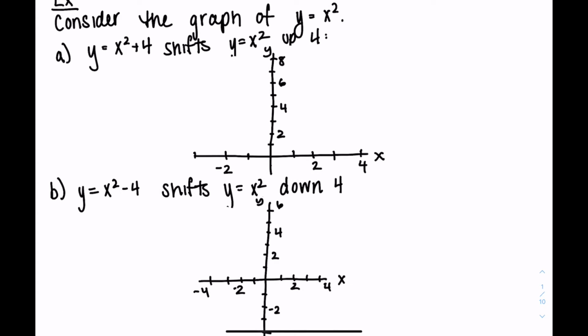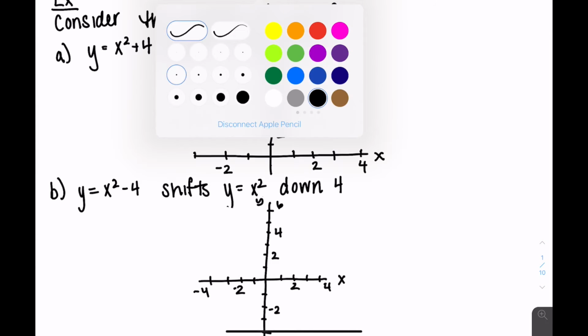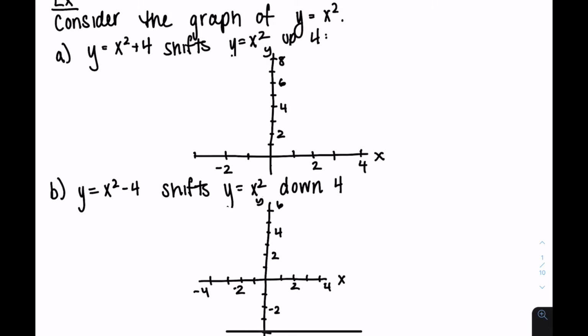So let's go ahead and just consider the graph of Y equals X squared. And I'm going to apply these transformations dealing with C equaling 4. So if I have Y equals X squared plus 4, that's going to take our graph of Y equals X squared and shift it up 4 units. So let's go ahead and just ghost in our Y equals X squared. Goes through 0, 0, 1, 1. If you plug in 2 or negative 2, you get 4. So here is our graph of Y equals X squared.